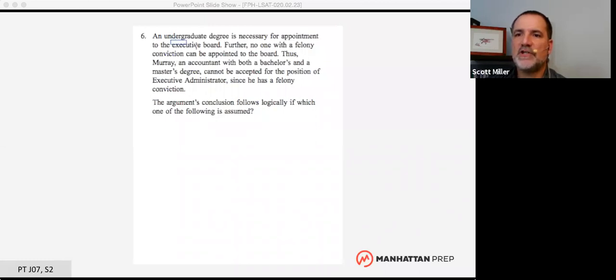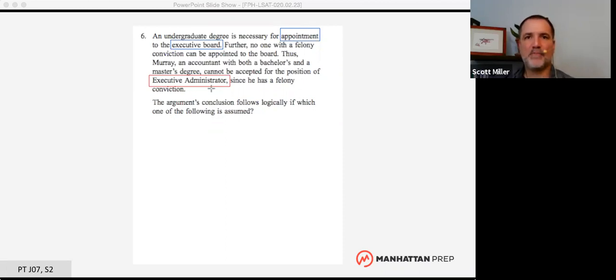Does anybody notice the shift in the conclusion? The conclusion is talking about executive administrator. So now, are those the same thing? Is the executive administrator an appointment on the executive board? There are some things that we're expected to know on the LSAT that are common knowledge, but this isn't necessarily one of them. I don't know that the executive administrator is a position on the executive board. So that's the gap in the argument.